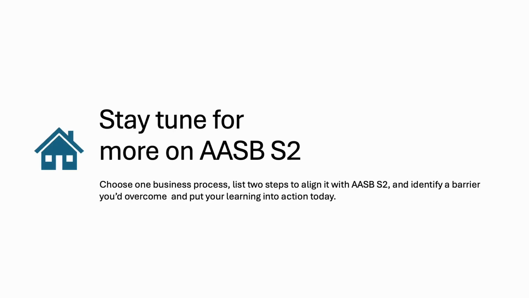Pick one process in your company, like financial reporting, risk assessment, or supply chain management. List down two practical steps you could take to align it with AASB S2 requirements. Then identify one potential obstacle and how you would overcome it. Real learning happens when you apply concepts. Take this as a challenge and start driving change today.